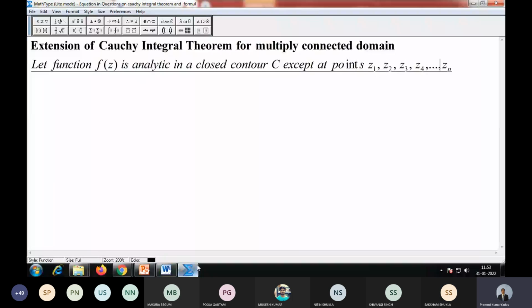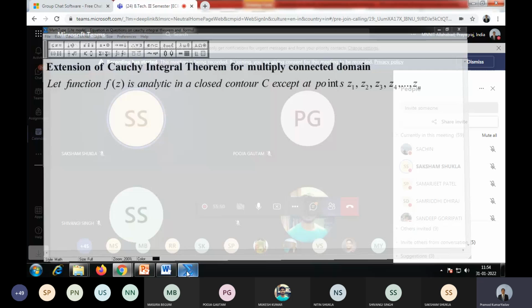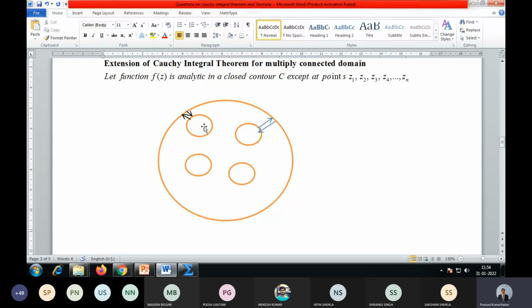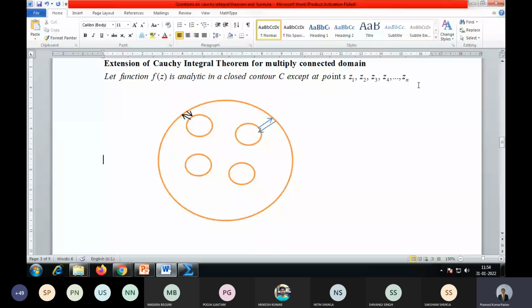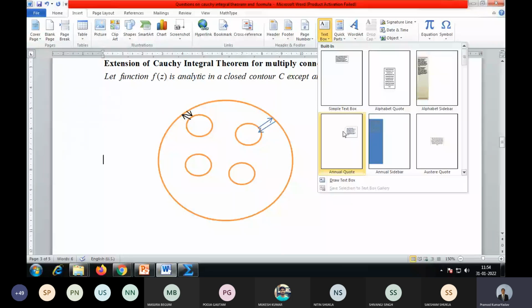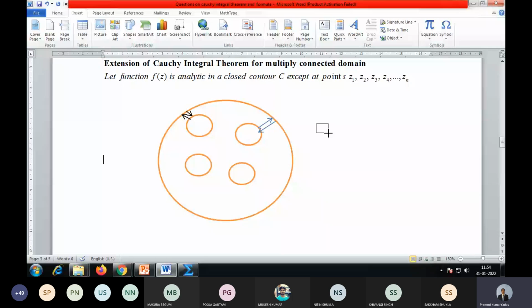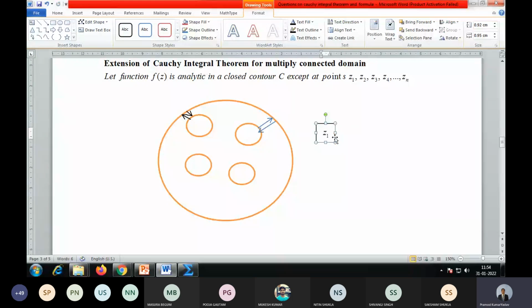But in this case, f(z) is analytic in the closed contour C except these points. It means at these points, the function f(z) is not analytic. So these are creating the problem. If we can remove these points anyhow, then the function will become analytic and we can use the Cauchy integral theorem. Am I right or not? Yes. If we can remove these points, then our problem will be solved.